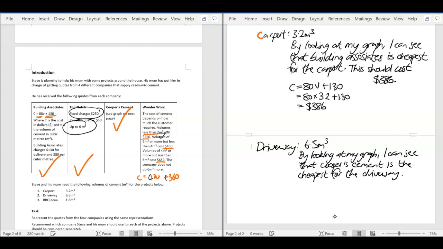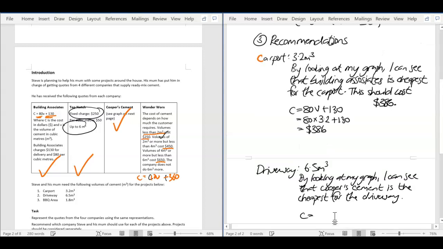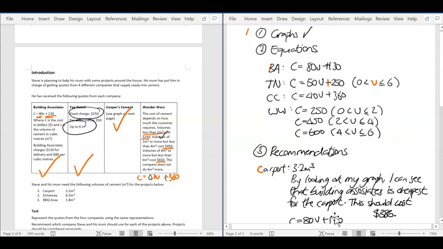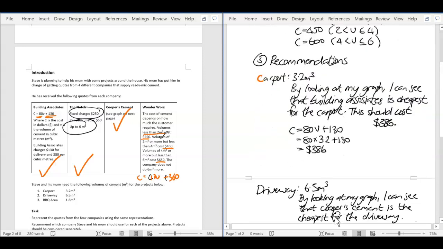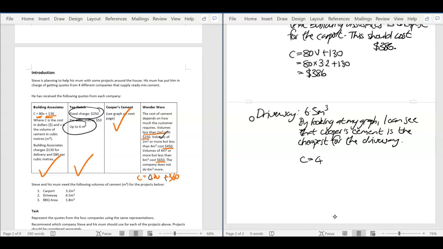And here again, I couldn't really see appropriately on the graph, so we're going to need the formula. So let's go have a look. So C equals, let's scroll up, Cooper's Cement formula 40V plus 360. We're going to substitute in that 6.5. So don't forget that 6.5 becomes multiplication.